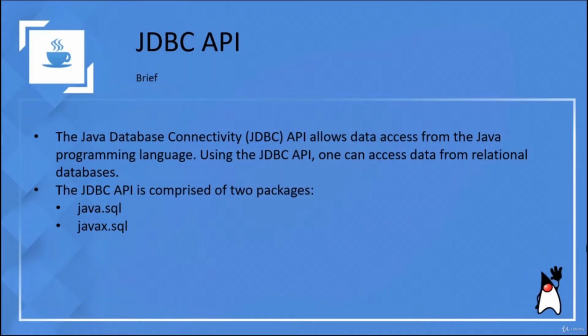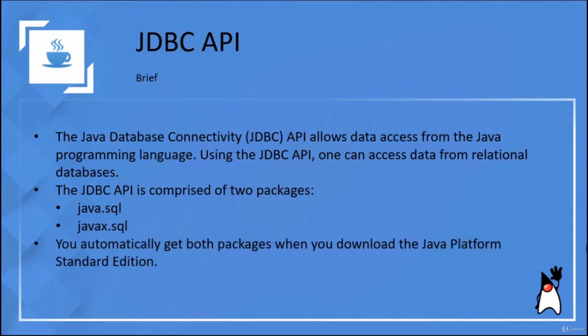Now this JDBC API consists of two packages. The first one is java.sql. The second one is javax.sql, and you will get both packages when you download the API.